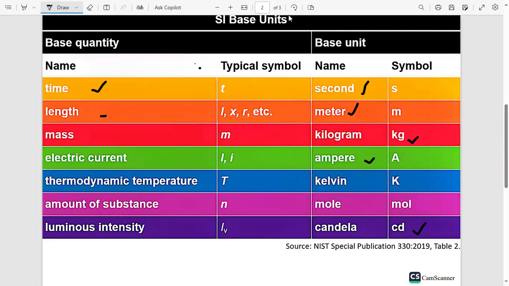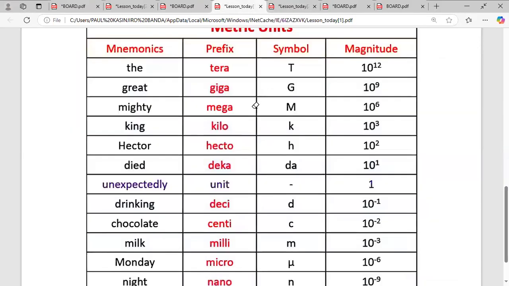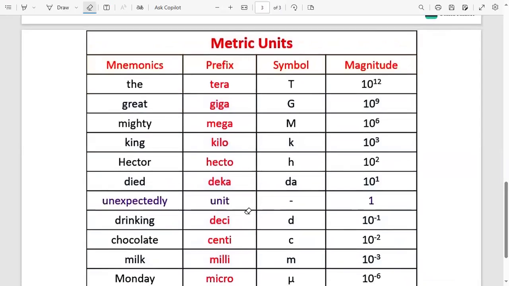The next thing that you have to know is the metric system. I know you've seen it before, some of you, others you have not. Especially those who are taking pure physics at grade 12. The metric system is like a guide. It has symbols that denote numbers. A certain symbol will mean a certain number, and that has to be in your head.